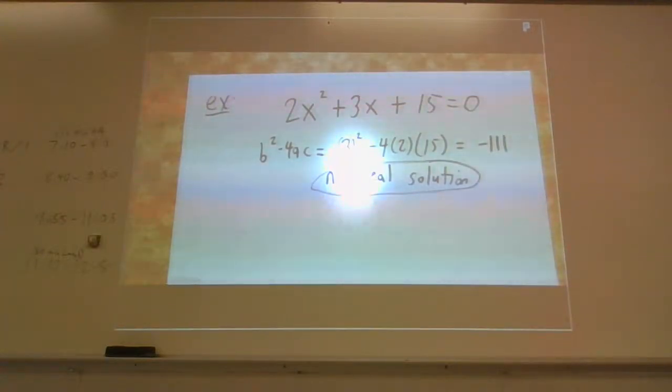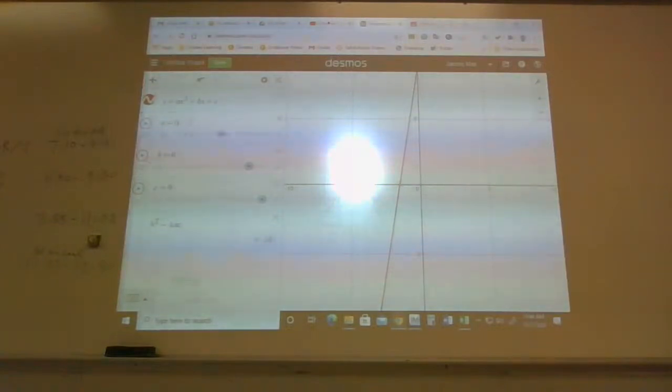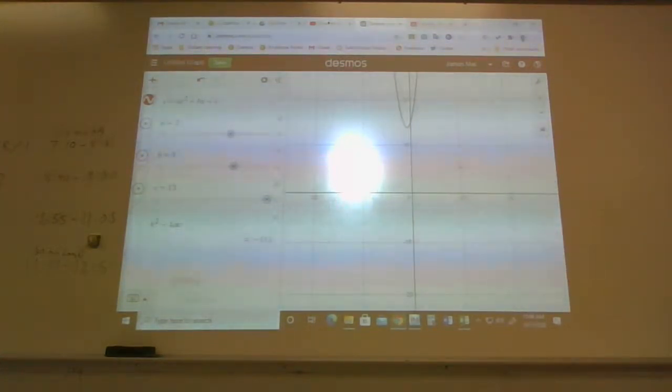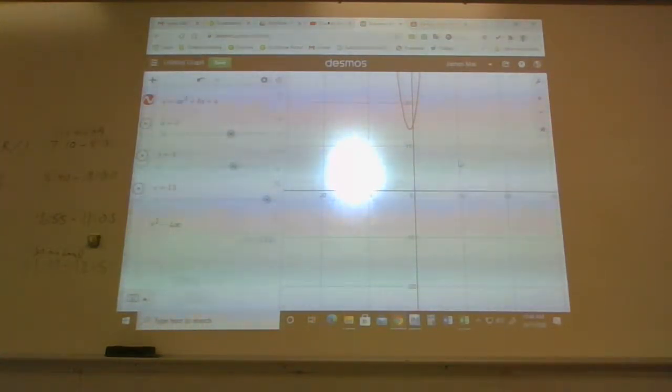We'll go back to Desmos. If I did a 2, 3, and 15, you wouldn't be able to see what was going on here. But look at that. There's the quadratic. No real solution. You can even see it right down here. Look at the mouse. Right here. Negative 111. It won't work. All right. Next problem.